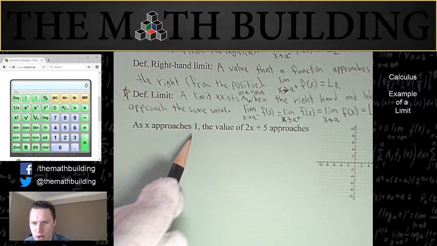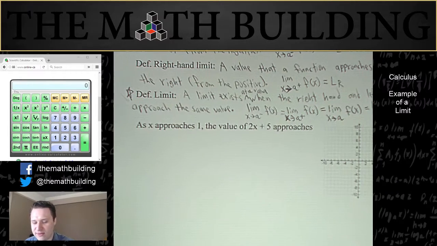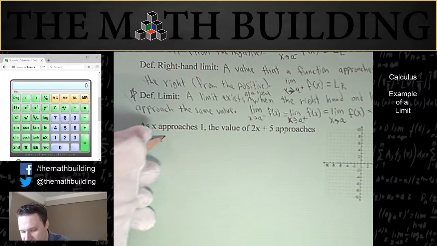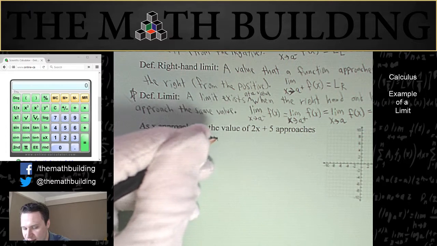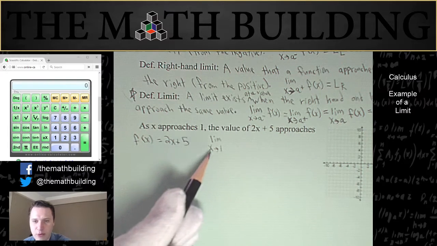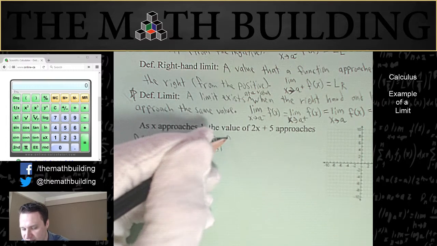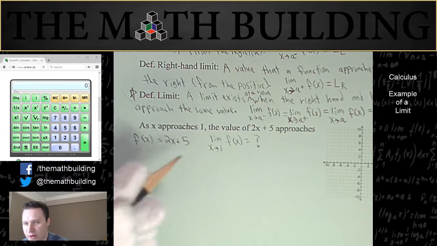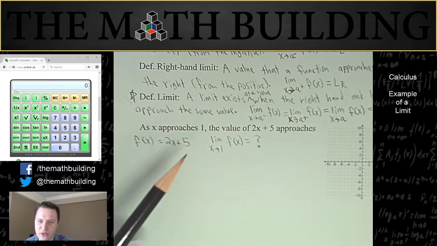Let's look at an example of a limit. As x approaches 1, the value of 2x plus 5 approaches what? Well, let's see what we've got. We have a function, f of x, which is equal to 2x plus 5. That's our function. And we want to know what is the limit as x approaches 1. That's the value we're approaching. So as x approaches 1, what is the limit of 2x plus 5? That's what that means symbolically. The limit as x approaches 1 of 2x plus 5 is equal to what?